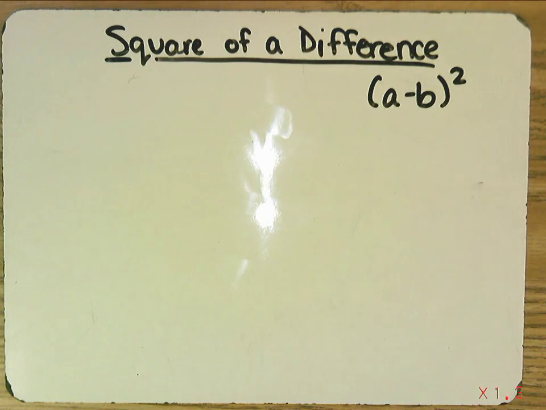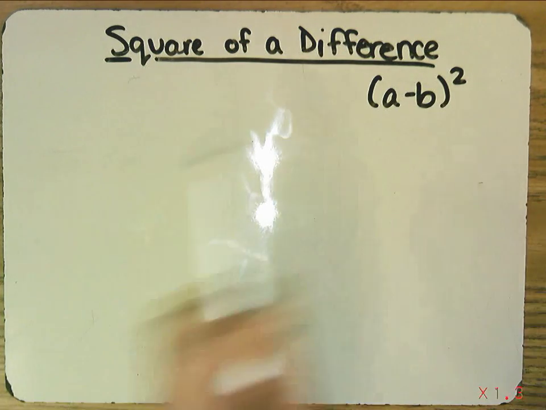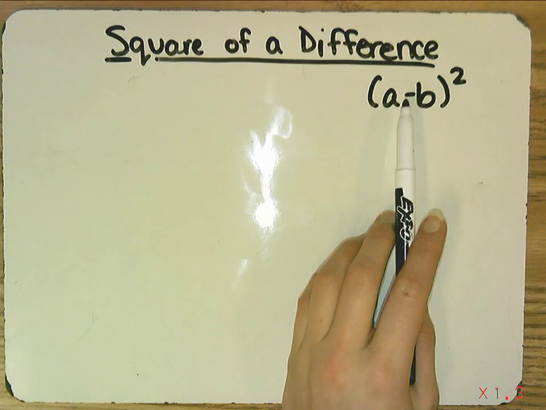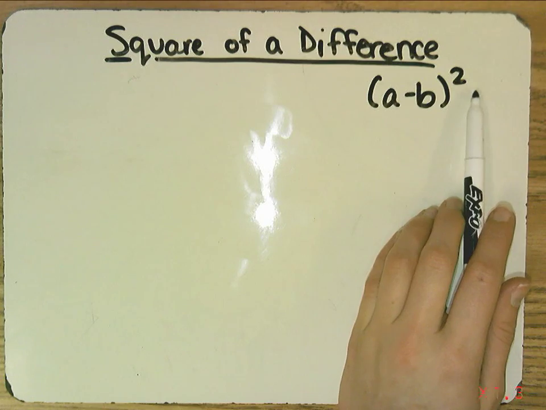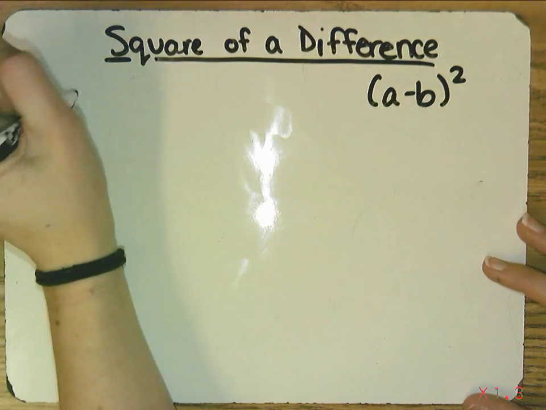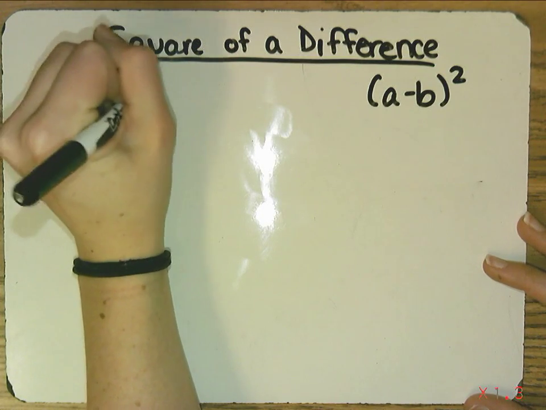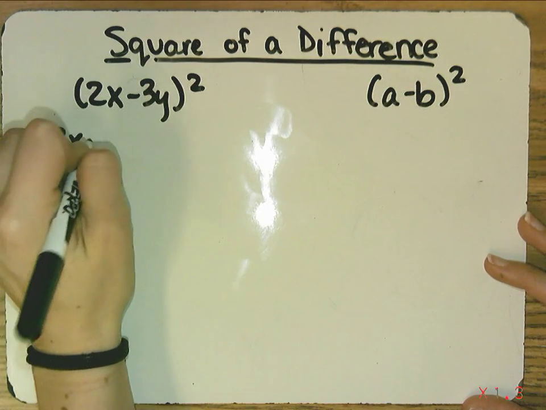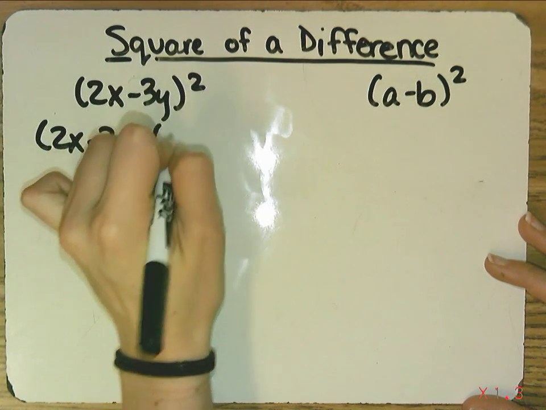Now we're going to take a look at the square of a difference. So here I have a binomial that is the difference of two terms because I have subtraction here, and I'm squaring it. So that is why I have the square of a difference. So let's say I had 2x minus 3y squared. It's important to remember that this is 2x minus 3y times itself.